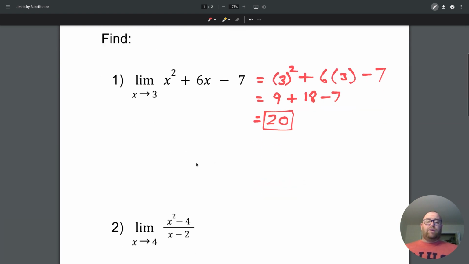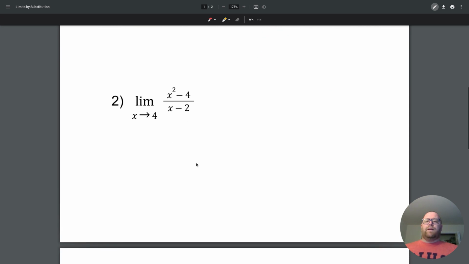Okay, let's take a look at another example. In the second one here, we have the limit as x approaches 4 of the quantity x squared minus 4 over the quantity x minus 2. Now, if x was approaching 2, for instance, we'd have a situation where we had 0 divided by 0. Dividing by 0 is bad. We can't do that with substitution. But luckily, x is approaching 4, so we're not going to get 0 in the denominator, so we should be good. So again, we can just plug in for this one.